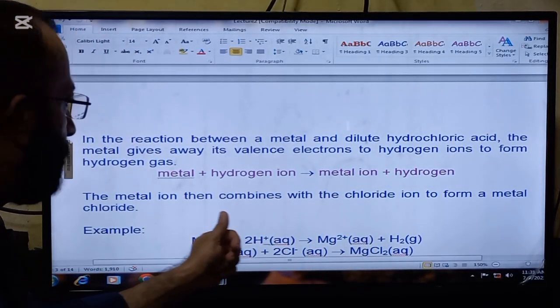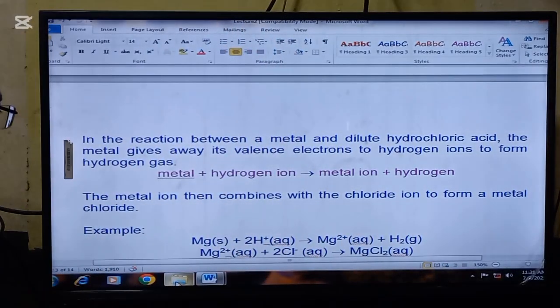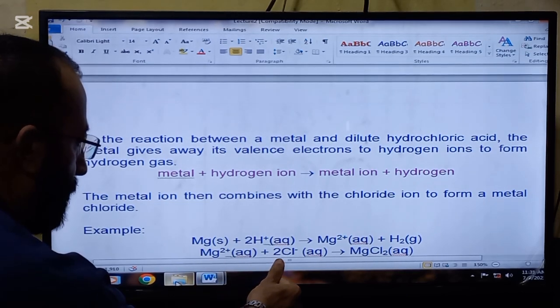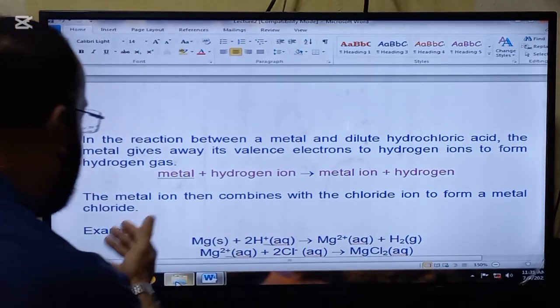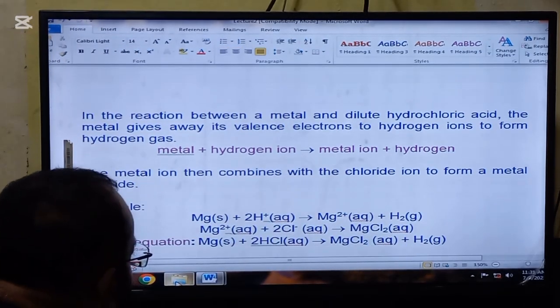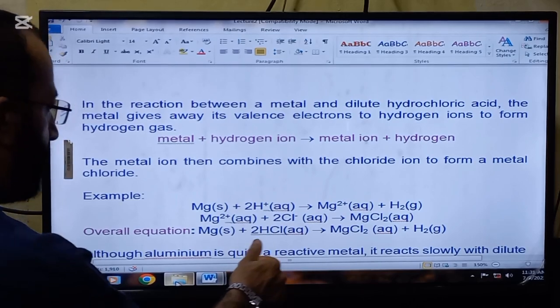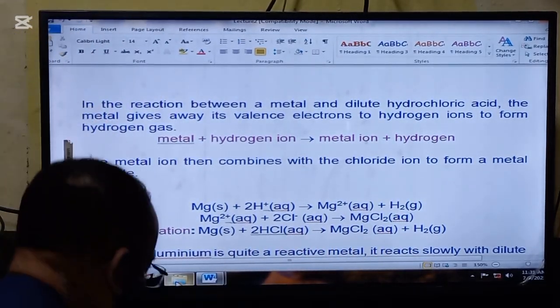The metal ion then combines with the chloride ion to form a metal chloride. And you can see the metal ion is reacting with a chloride ion to become a metal chloride. And here is the overall reaction: Mg plus 2HCl forms MgCl2 plus H2.